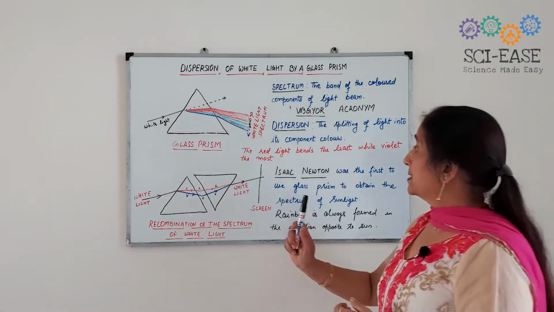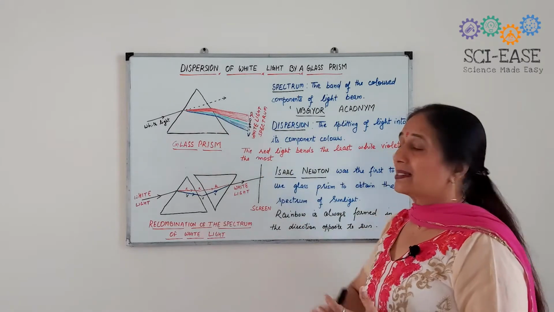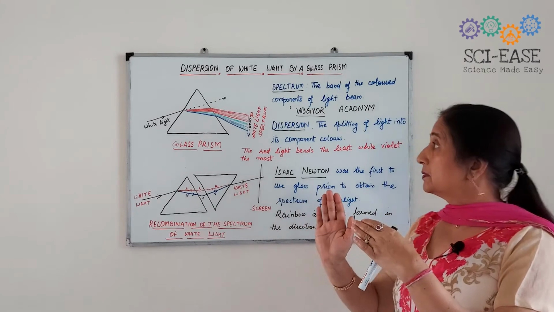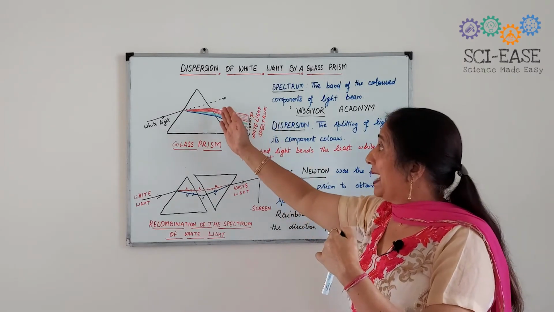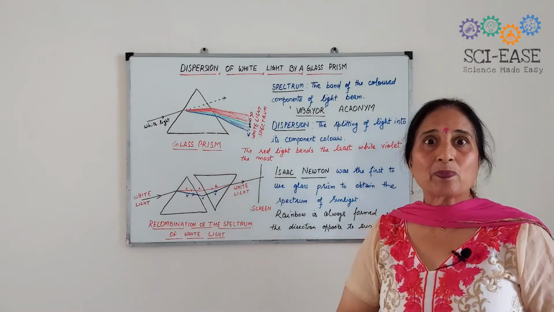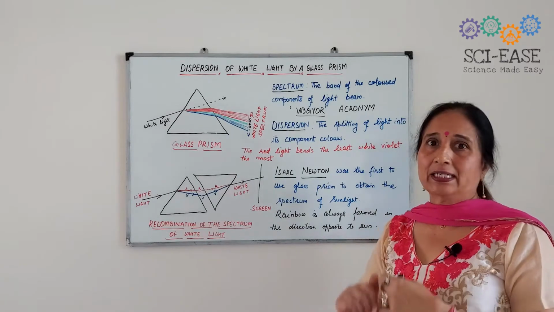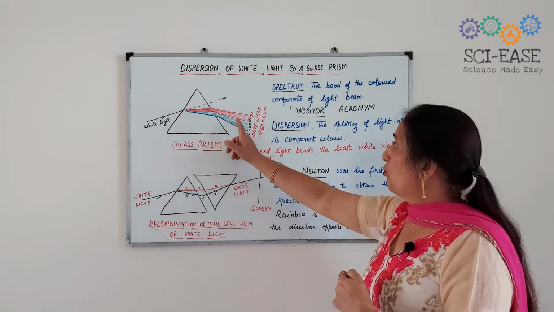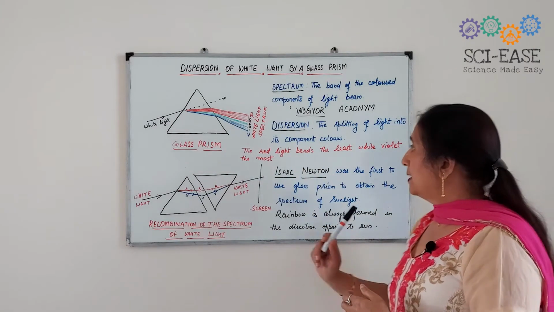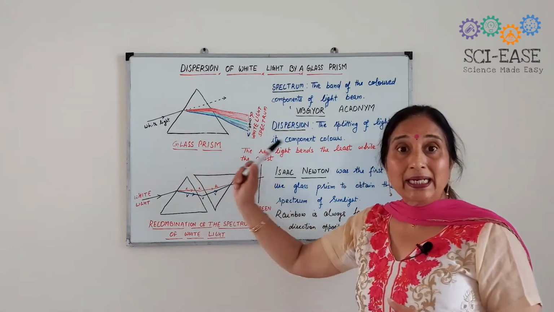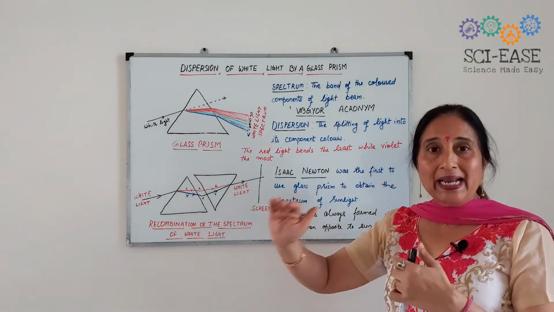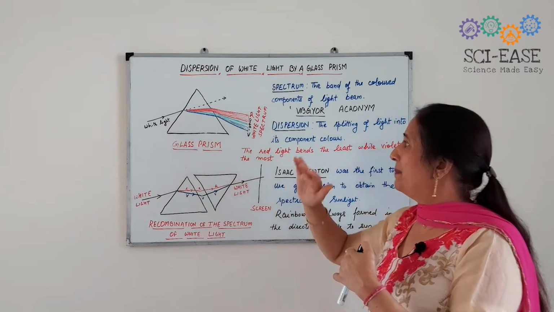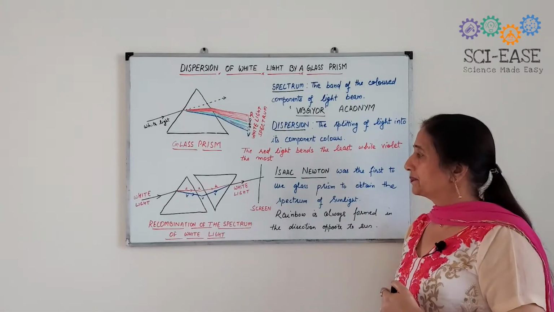The red light bends the least. The angle by which the bending takes place is different for different colors. The red light bends the least, and the violet light bends the most. Red color bends the least, while the violet color bends the most.